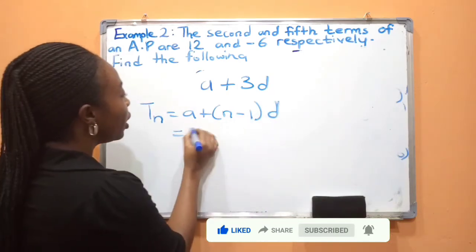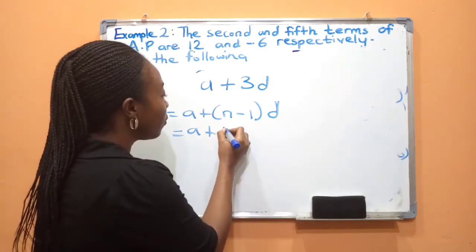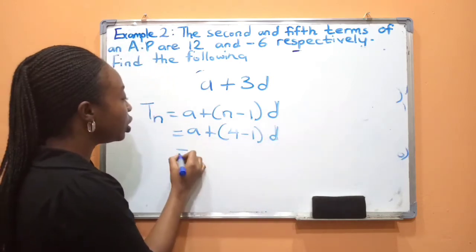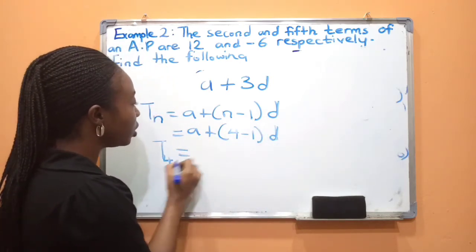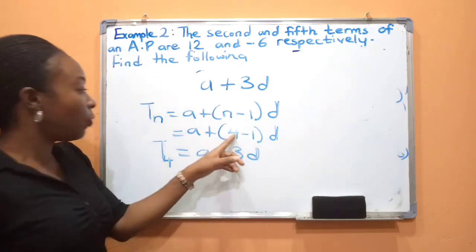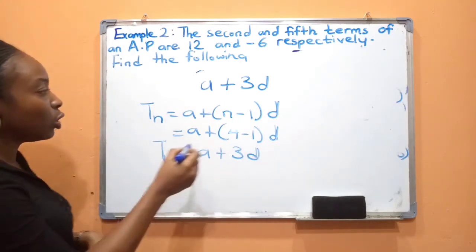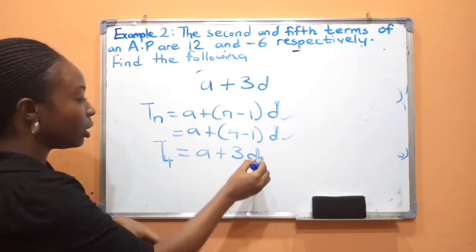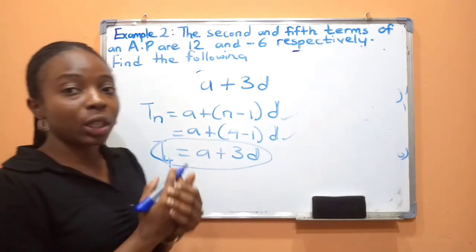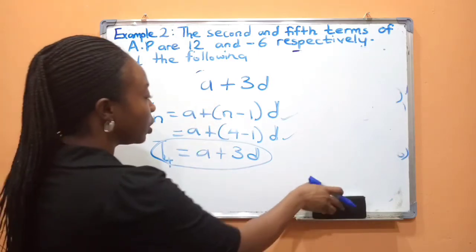Here's what we are going to have. We are going to have A plus, remember, it's the fourth term we are talking about, right? So we are going to have 4 minus 1, close the bracket, D, which means T4 is still equals to A plus 3D. When we say 4 minus 1, we have 3 times D. So instead of going through this long route, we can simply say the fourth term is denoted by this. Okay, it's still the same thing. So now that we understand this, let's go ahead and find the fourth term.